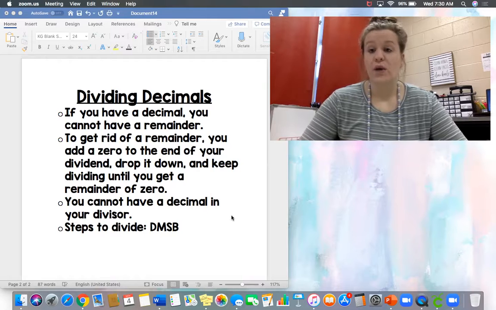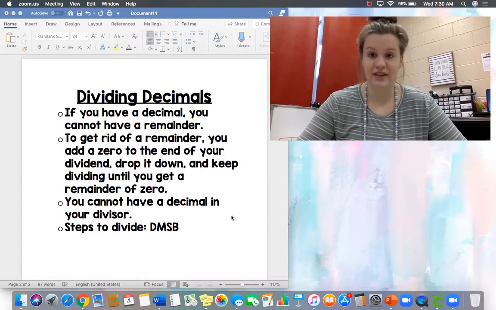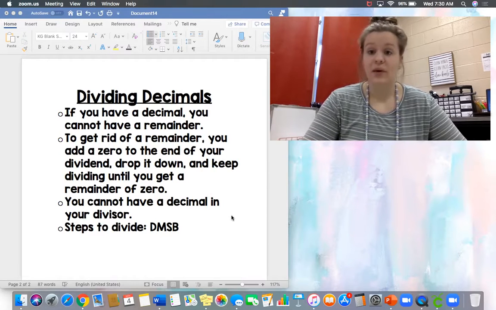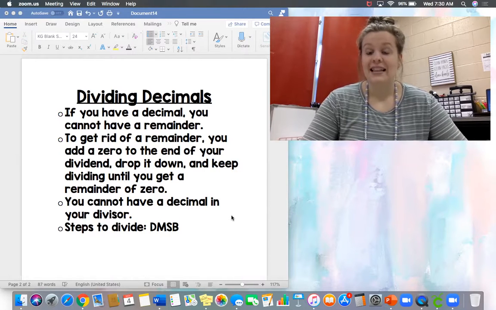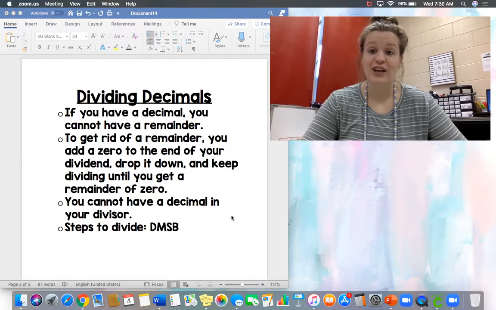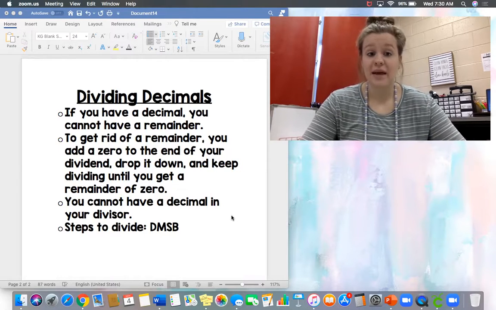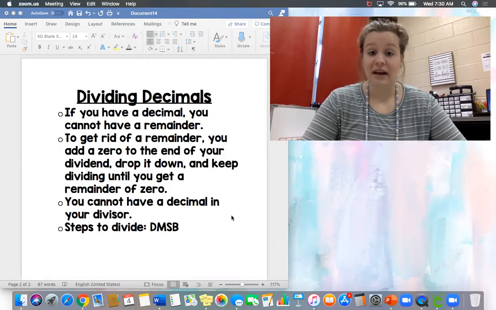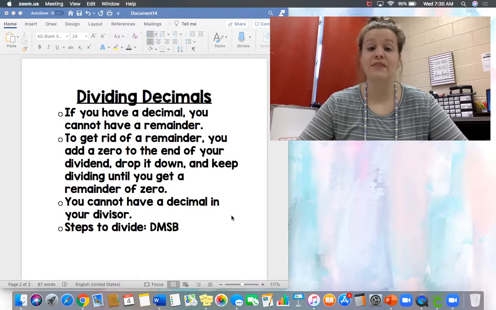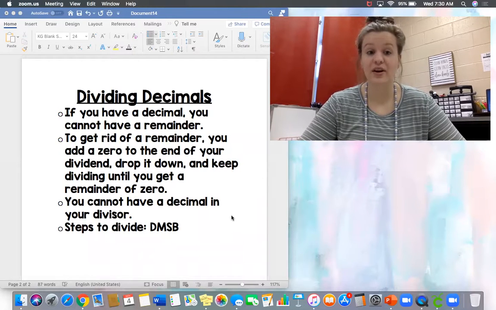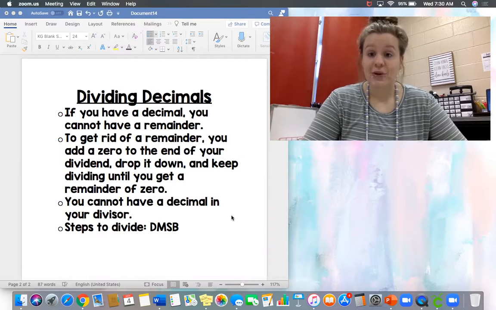We will go over one problem today where we cannot have a remainder, and so we're adding zeros to the dividend. And we'll go over another problem where we get rid of our decimal like we practiced 2 days ago. And we could have a remainder, but I'm also going to show you how to get rid of that remainder. In order to get rid of your remainder, you have to add a zero to the end of your dividend, drop that zero down, and keep dividing until you do not have a remainder or until you get zero as your remainder. You cannot have a decimal in the divisor.